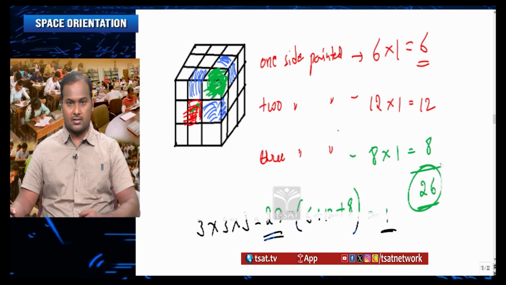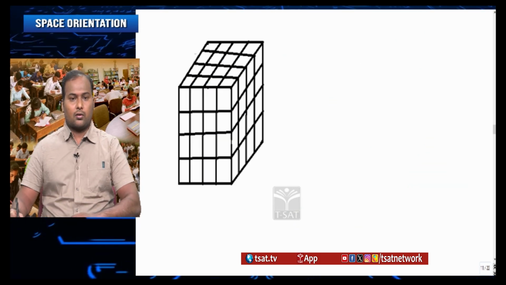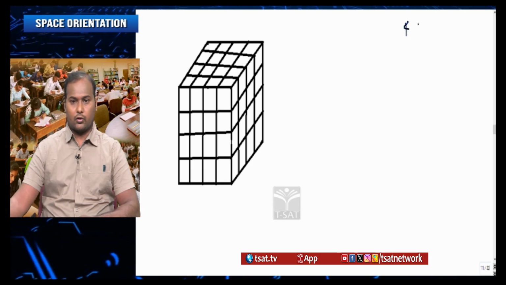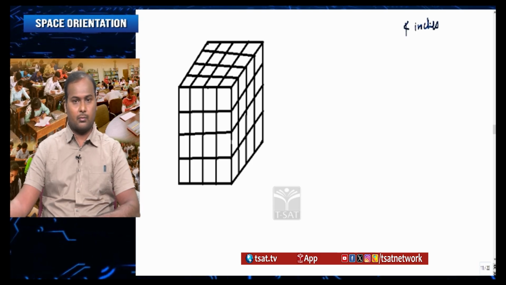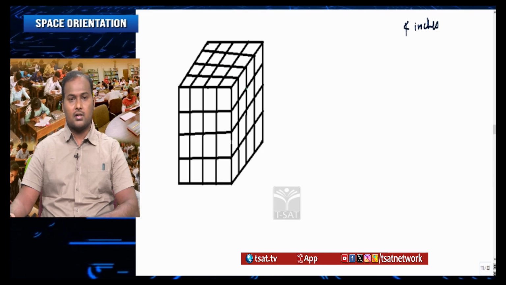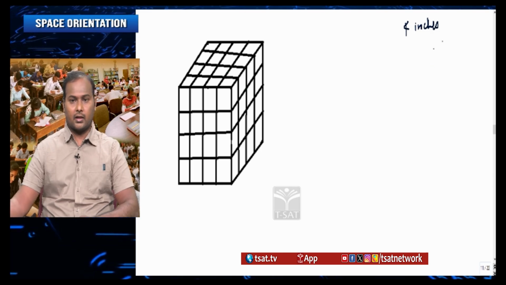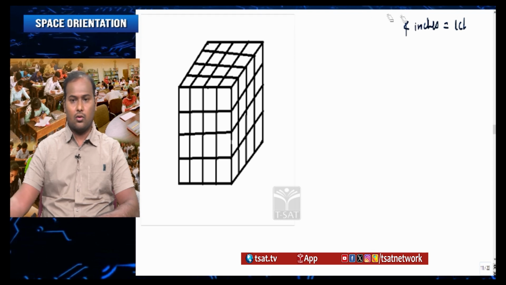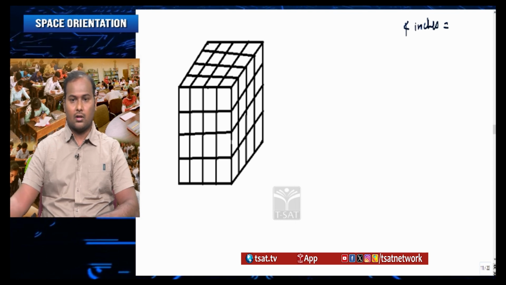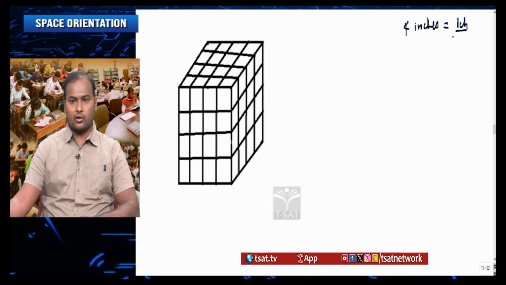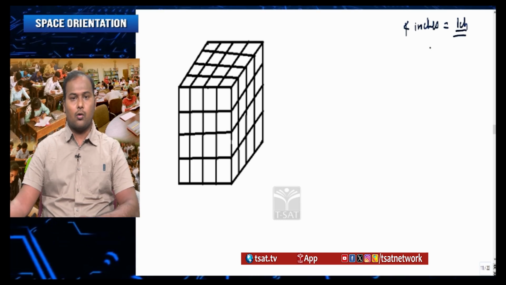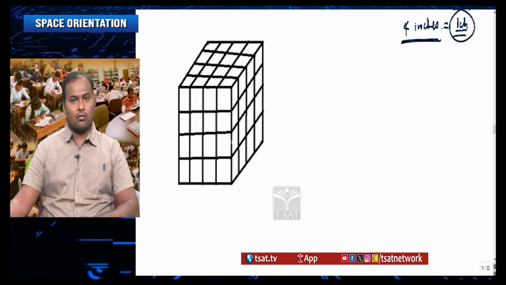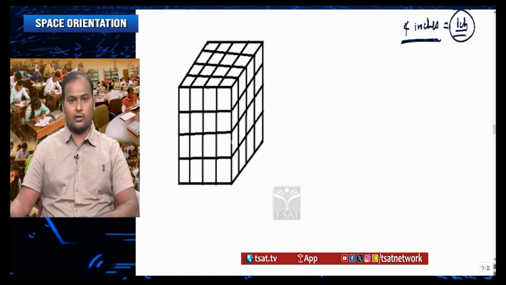See, in this particular question, the question is the same, a cube of 4 inches. Remember, a cube of either 4 inches or 4 centimeters, it doesn't matter. A cube of side 4 centimeters is taken and cut into 1 inch size. Then in total how many small cubes are possible? So here we are taking 4 inch and cutting into 1 inch. So in total how many small cubes are possible?